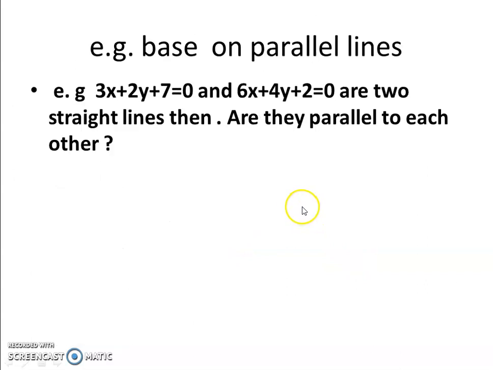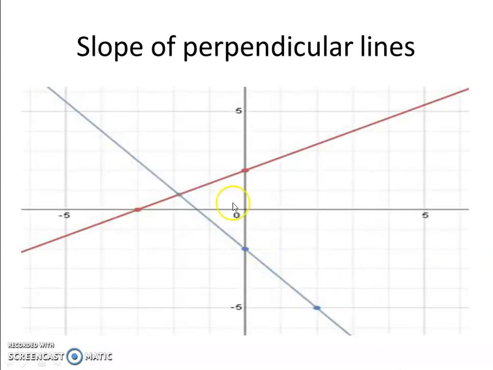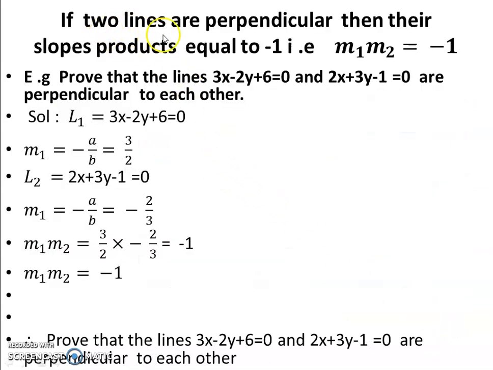Okay, let us take the next: slope of perpendicular lines. These are the perpendicular lines shown in the figure. If two lines are perpendicular, then the product of their slopes is equal to minus 1. m1 times m2 is equal to minus 1.